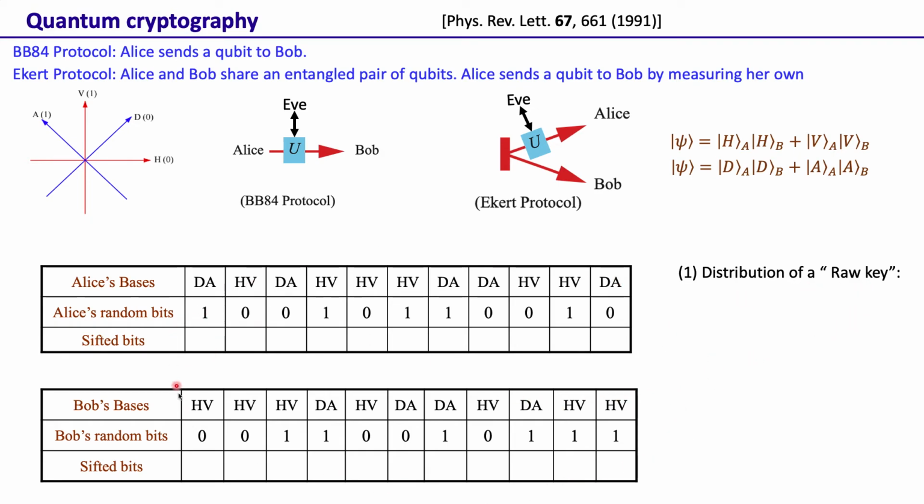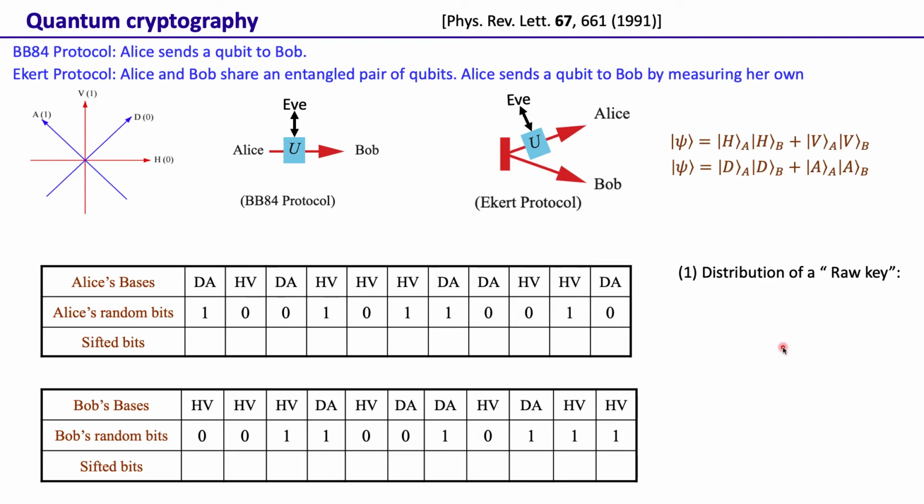Now once this step is done, of course Bob has no idea what basis Alice prepared her photon in, or what bits were sent, but Bob chooses his bases randomly, and for example in this one, these are the bits that Bob obtained. Now after the distribution of the raw key, Alice and Bob will do what's called the basis reconciliation. This means that Alice and Bob get on a public channel and talk to each other and find out what were the instances when they happened to use the same basis, and what were the instances when they happened to use different bases.